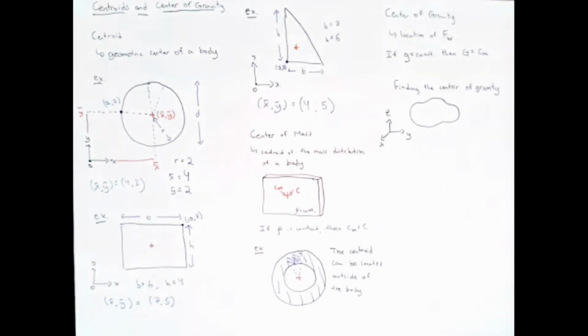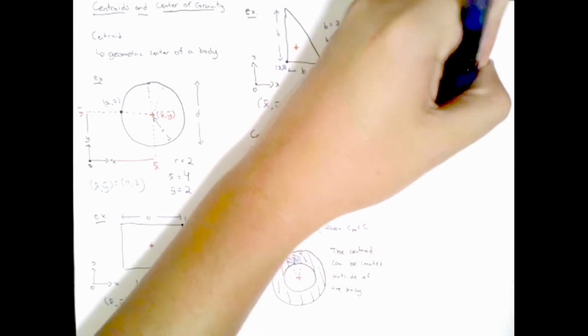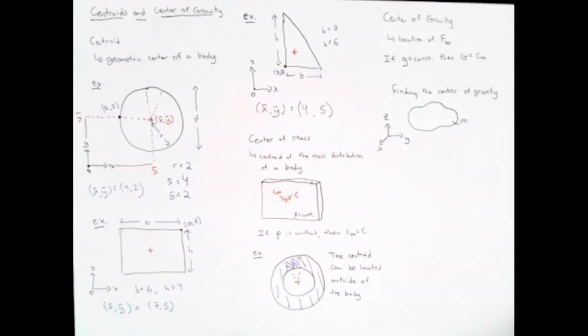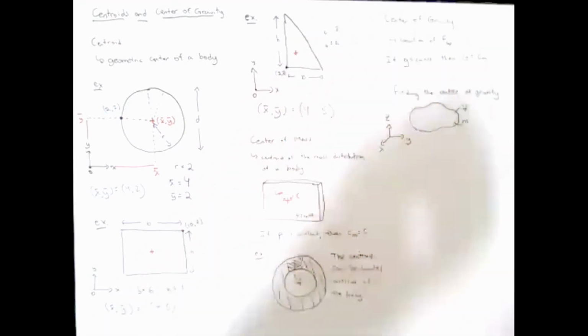And let's say that we want to find the centroid of this three-dimensional body, whatever that might be. Now, what do we know about this body? Well, let's say that we know that this body has a mass of m. And let's say that we also know that this body occupies a volume of v.